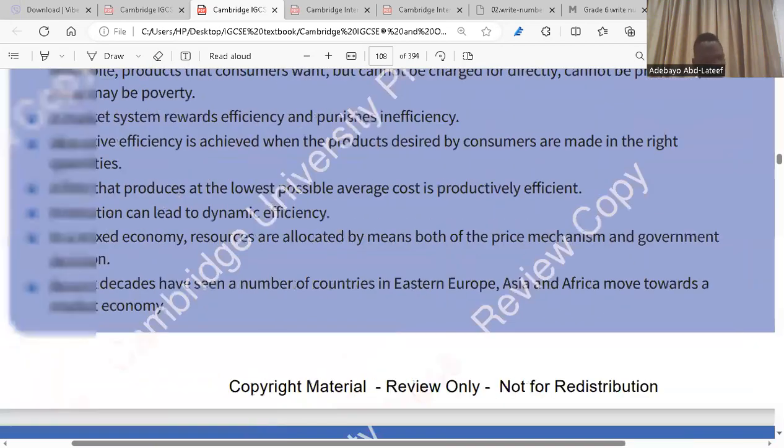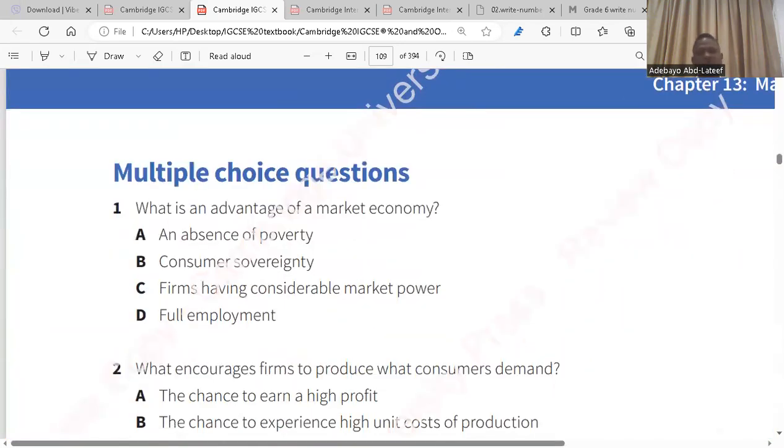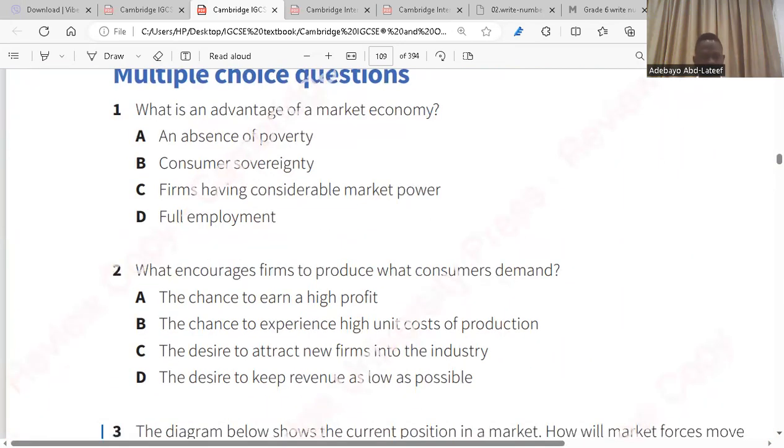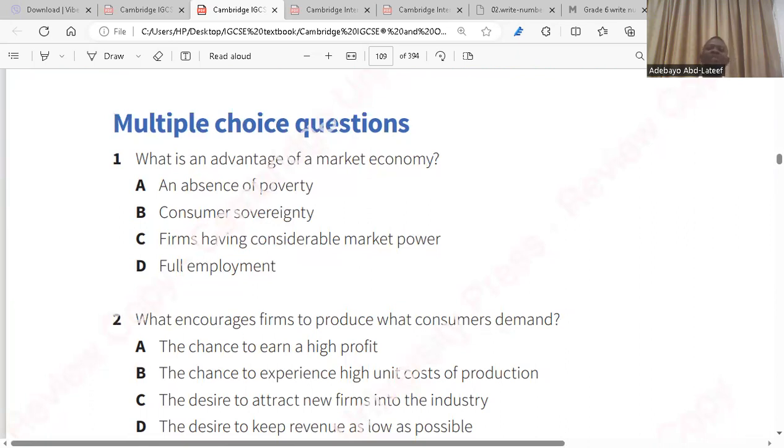Is it clear? Yes. Any question about it? No. So go to the multiple choice questions. The first one: what is an advantage of the market economy? Market economy.